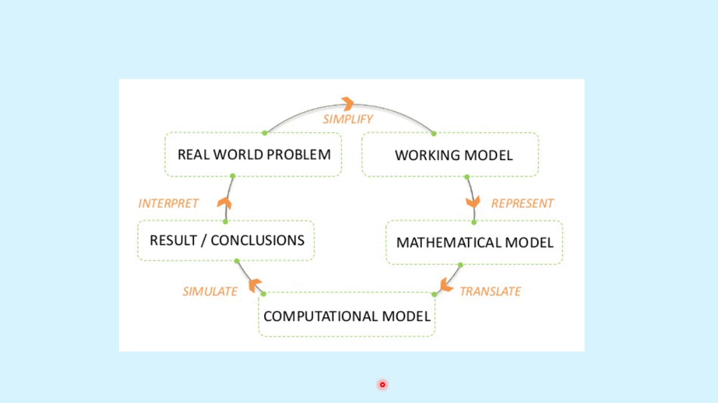This is the mathematical modeling cycle. Real life world problem we simplified into working model. It represents mathematically by applying physical laws. Then we convert it into mathematical model, translate in terms of computational model, simulate it, solve it, apply it, code it, then find out the results and conclusion and interpret the result which are useful for real world problems. This is the cycle of mathematical modeling.